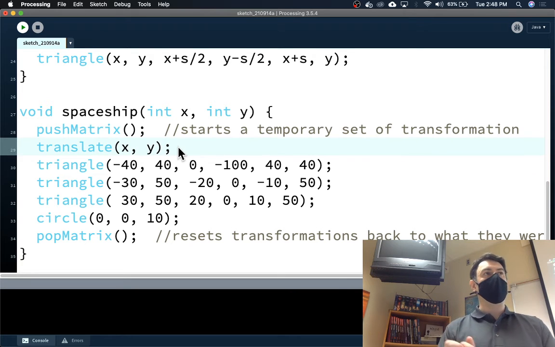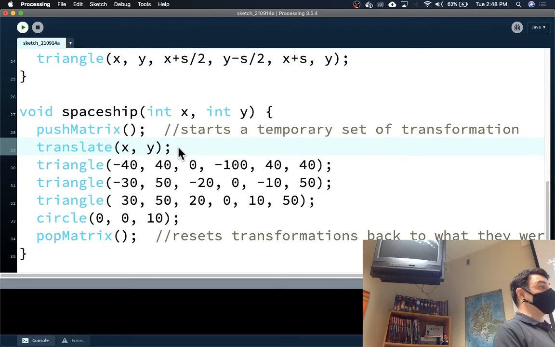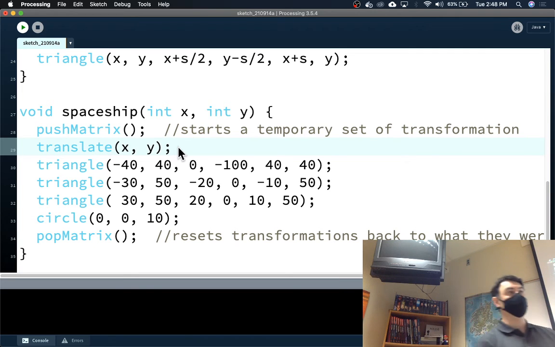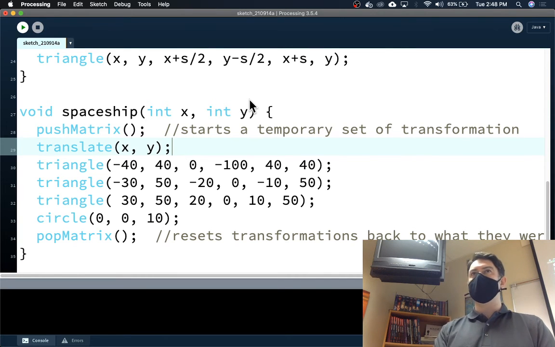And push and pop matrix offers another advantage as well, by the way. There's other transformations that you can do. You can also do rotations, for example. You can also scale things and expand them and make them smaller. There's a bunch of possible things. So let's add in two more little pieces of coordinates.